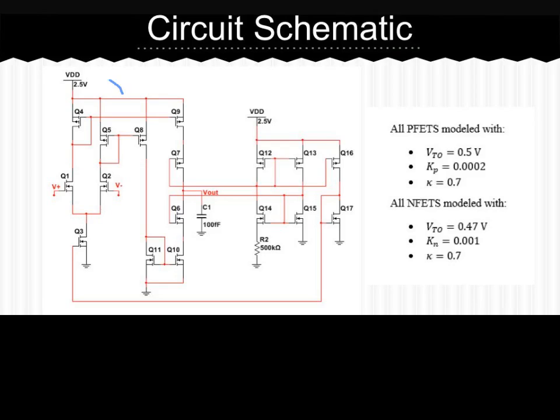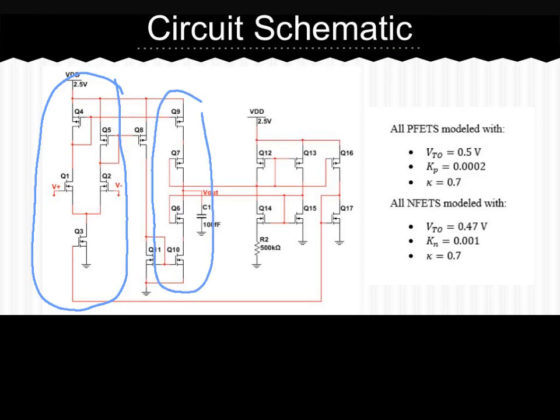The first is the differential amplifier that you see here, and also we have a cascoded circuit here to increase our output resistance, which allows us to get a very high gain. Next, we also have this bootstrap circuit to create the biases we need for our cascoded MOSFETs, as well as the iReference. We also have some of the parameters that we use for our PFETs and NFETs here.